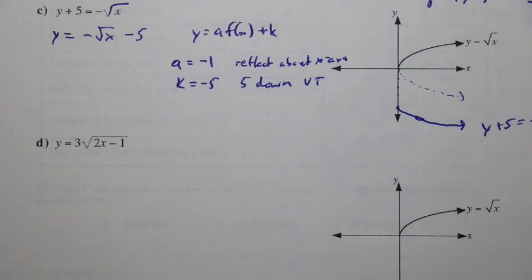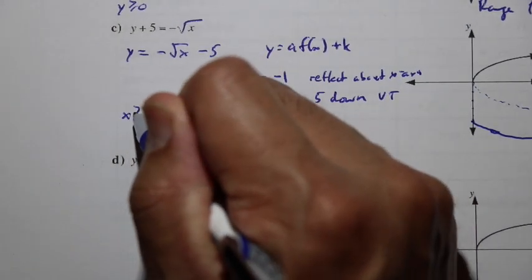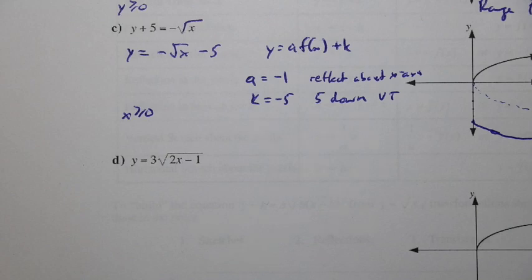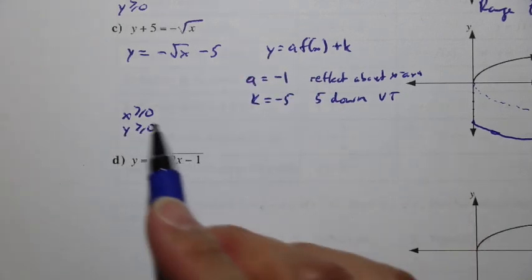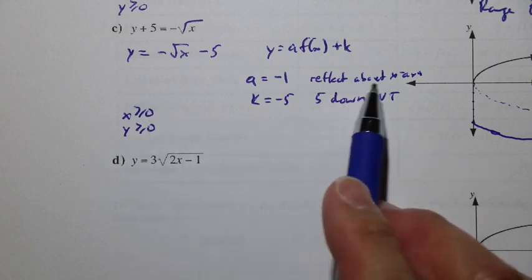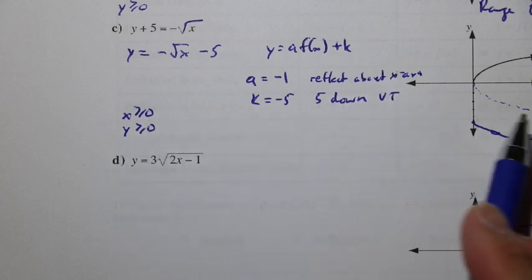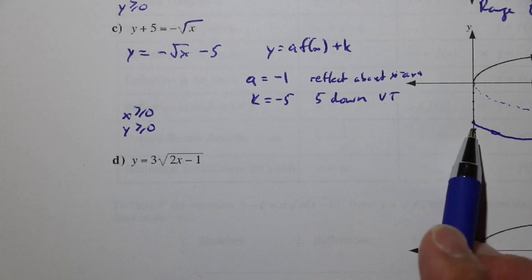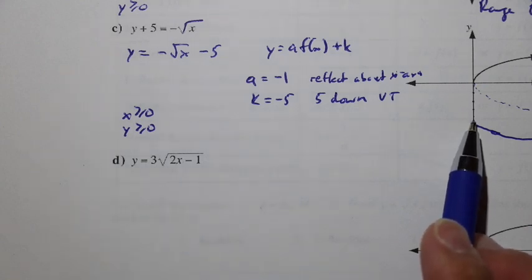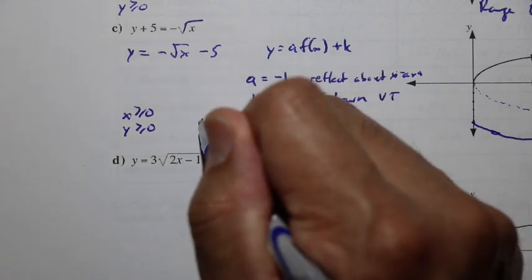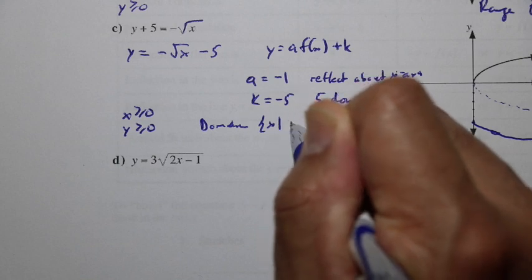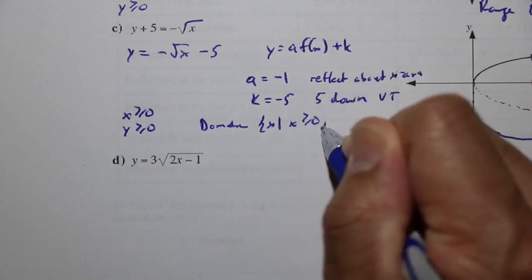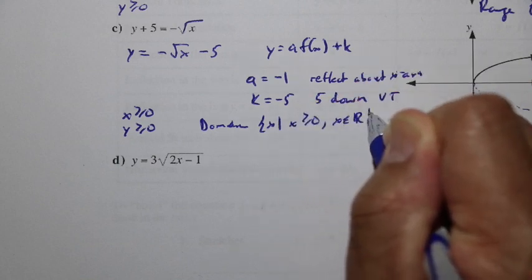Now let's talk about the domain. Remember, original domain, x was greater than or equal to 0. Original range, y was greater than or equal to 0. And what do we have here? A reflection about the x-axis. So does the domain change? No. Visually, you can see that x still starts at 0 and goes on. So the domain here is going to be x such that x is still greater than or equal to 0. X can be any real number.